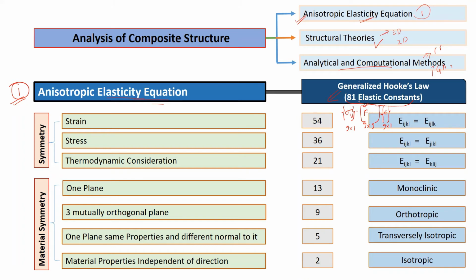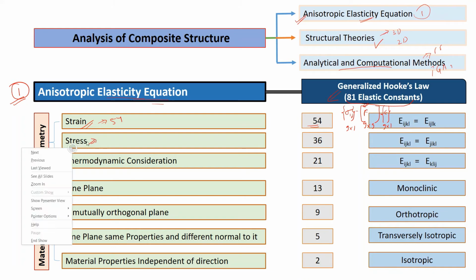So first we apply the strain part. Initially there are 9 strains, and these reduce to 6 due to geometry. So the strain gets reduced, and the elastic constants reduce from 9 to 6, so it is now 81 to 54. Here it is written: 54 elastic constants. After that, again the symmetry of stress comes in, so it reduces to 36.